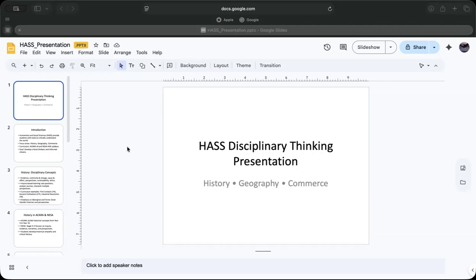The humanities and social sciences are powerful because they shape how we understand the world, how we interpret knowledge, and how we see our roles in society. By the end of this presentation, I hope to show how these disciplines not only help students think critically, but also build their identities as active, informed citizens.